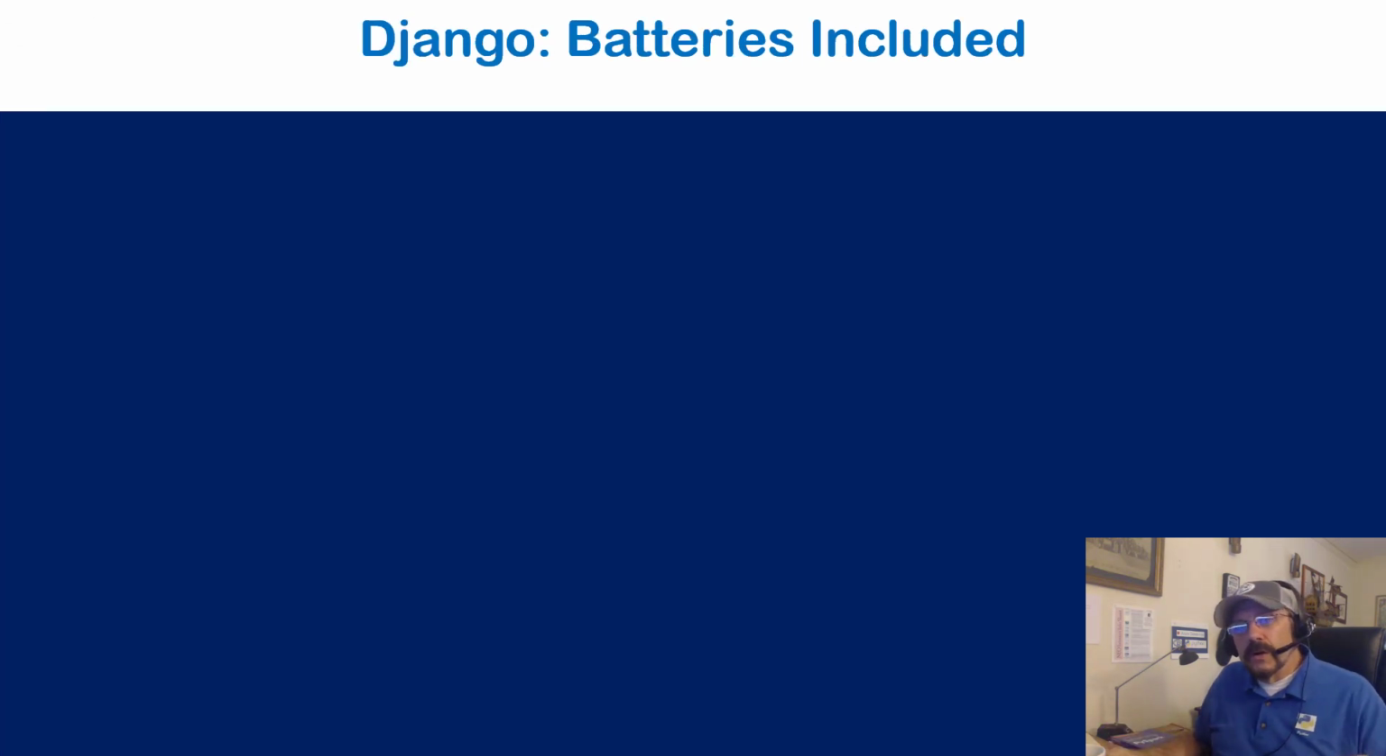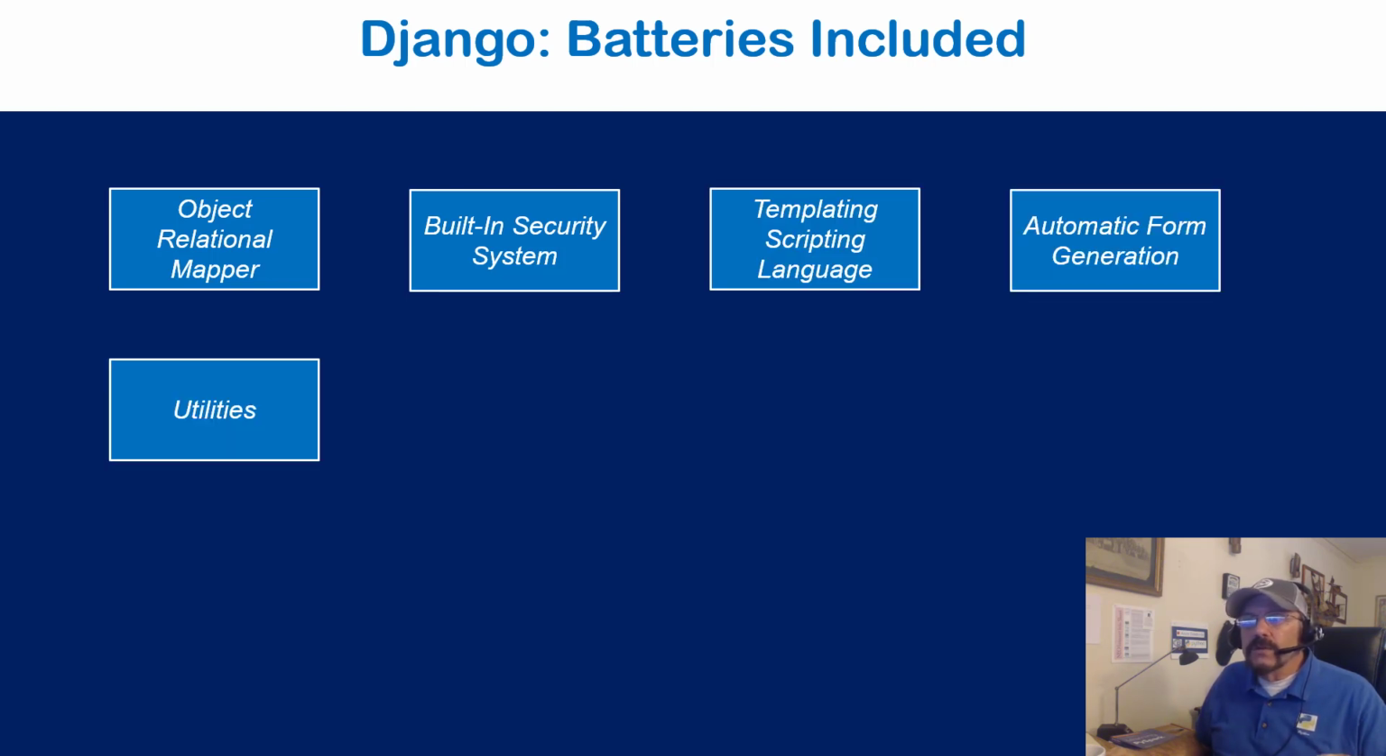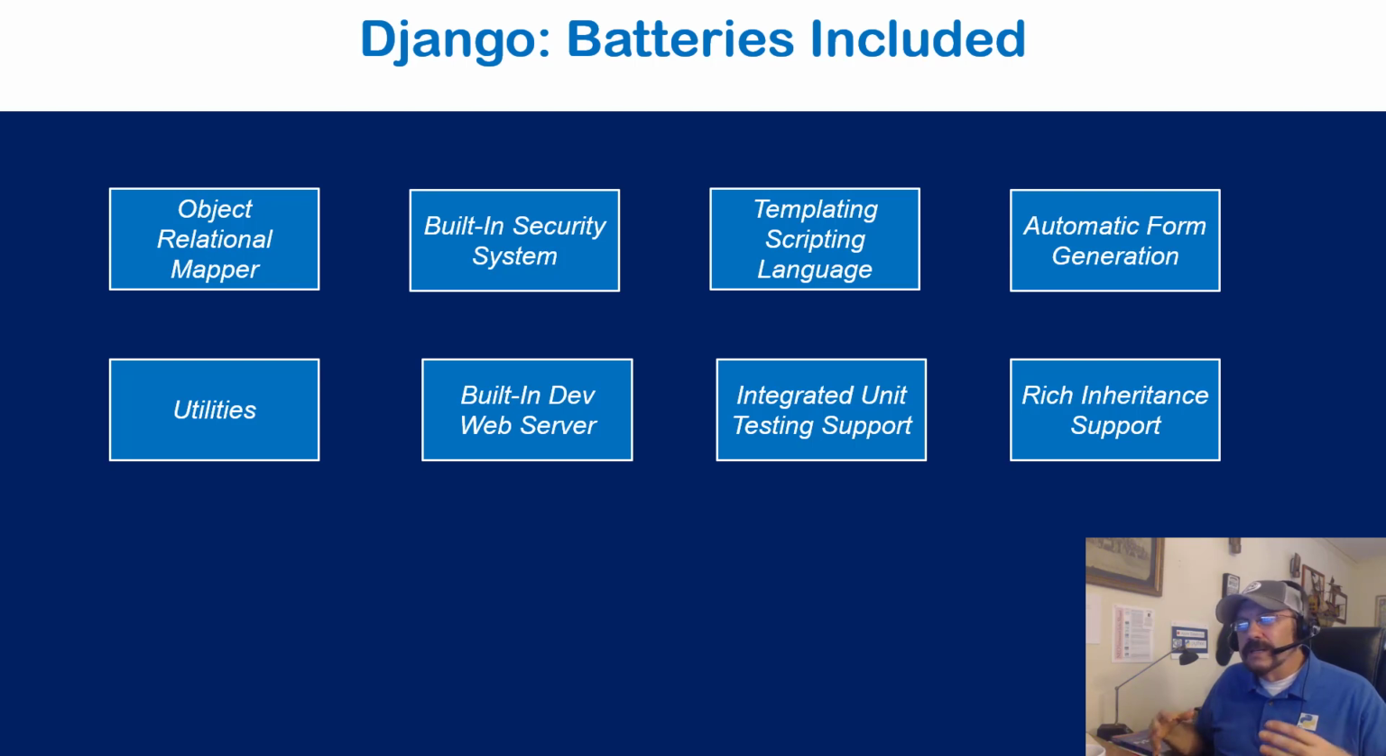And I will talk a little more about Django, which is, these are the features you get with it. Object relational mapper, built-in security system, a templating and scripting language, automatic form generation, utilities, built-in dev and web server, and integrated testing support, meaning it's got built-in support so you can test your web pages and your functionality, and really intensely high inheritance support, so you can always build on top of other things.